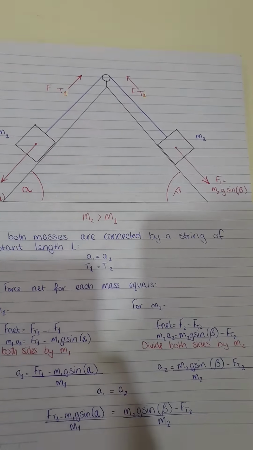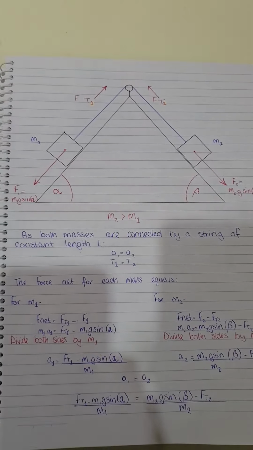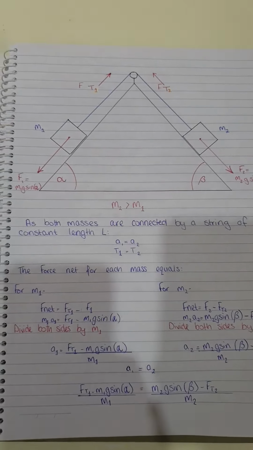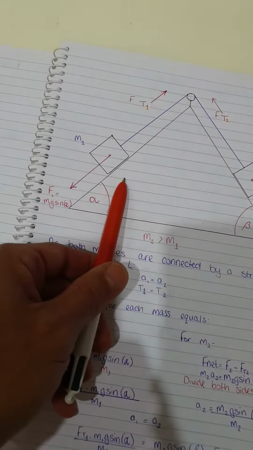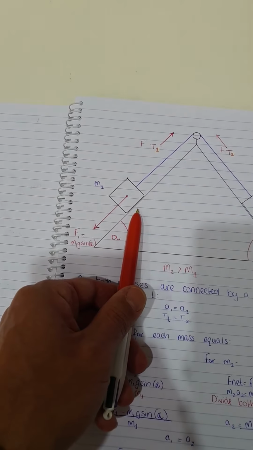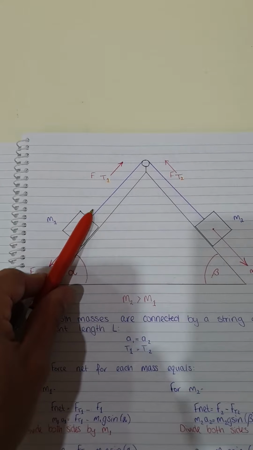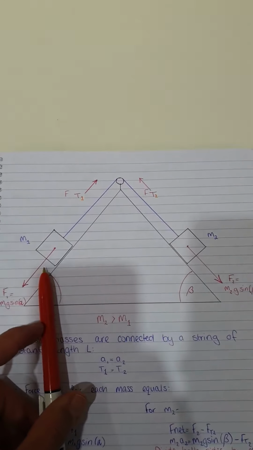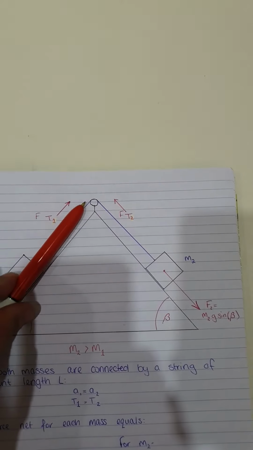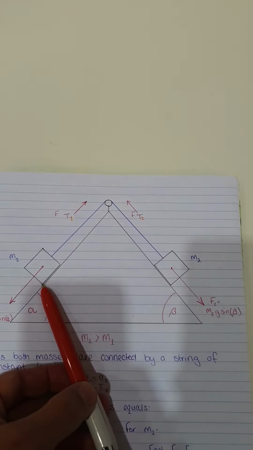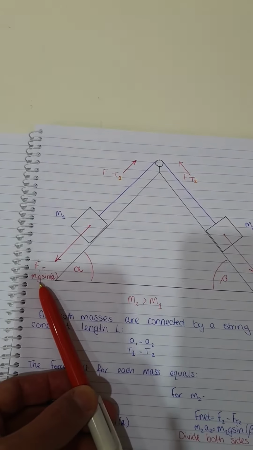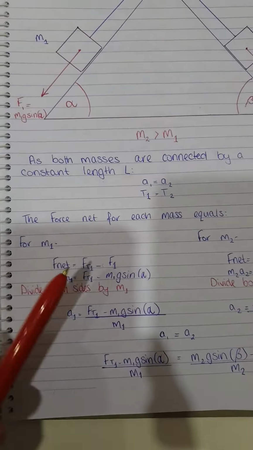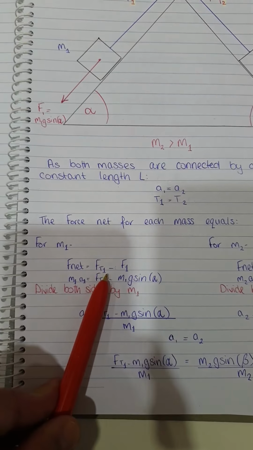Now in order to establish what the string tension is, we first need to apply Newton's second law, which states that the sum of all forces equals mass times acceleration, or F equals ma. Now for mass number 1, as its mass is smaller than mass number 2, we can make an assumption that it is being pulled up the slope. And therefore, our sum of all forces is going to be the tension T1, which is pulling it up the slope, minus the force trying to pull it down the slope, which is m1 times gravity times sine alpha. That gives us our net force here.